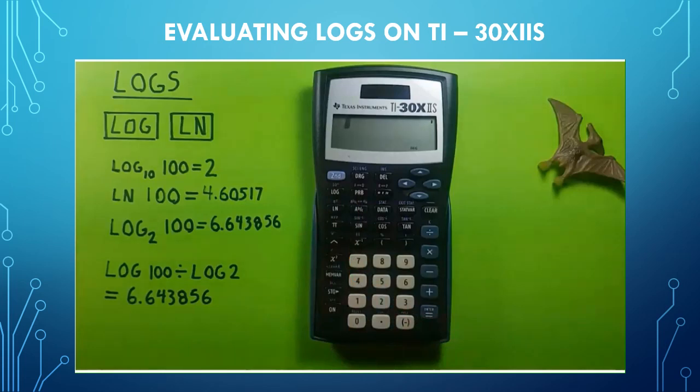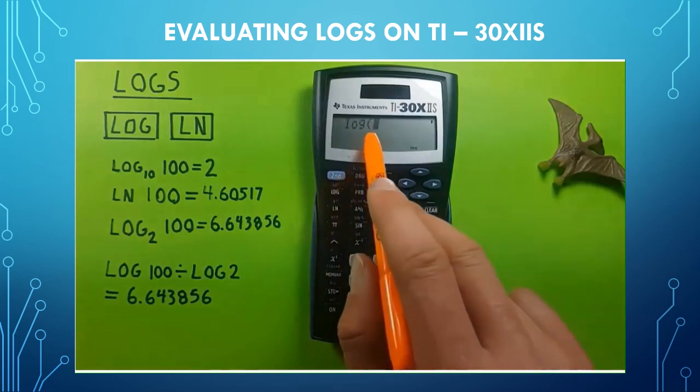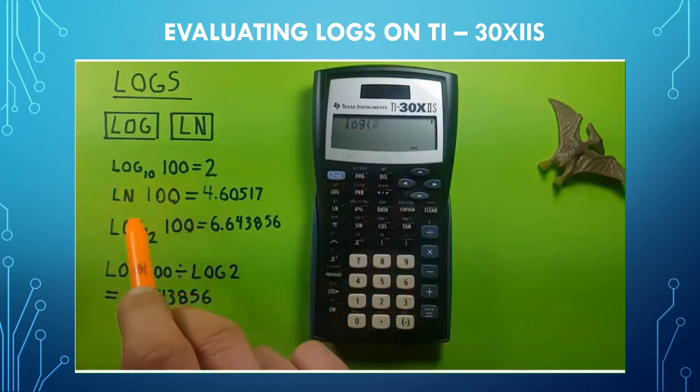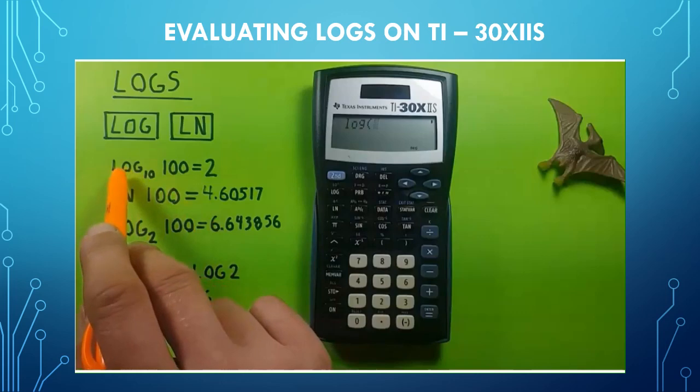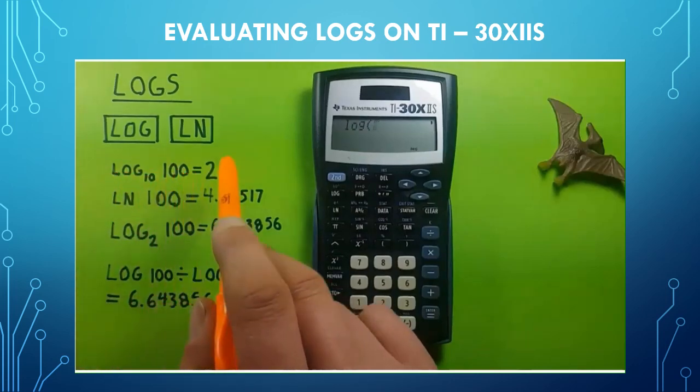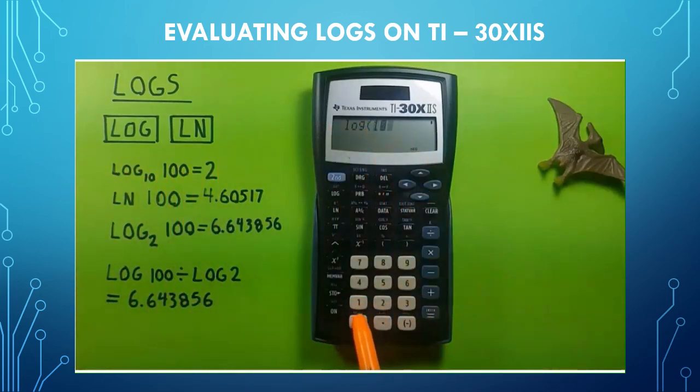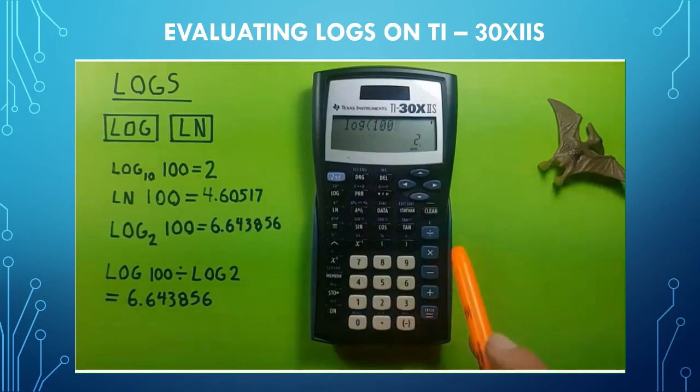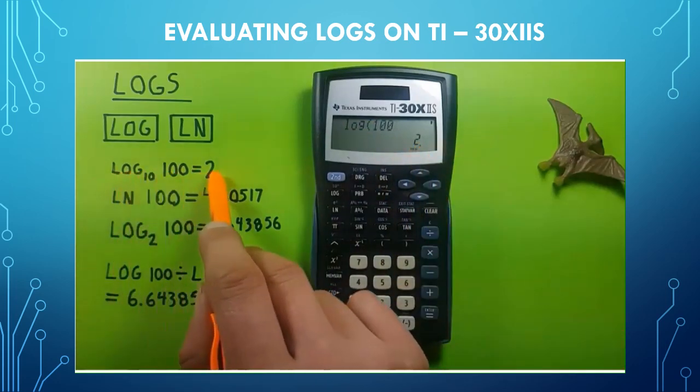Now in this calculator, the default log base is log base 10. So if we wanted to find the log base 10 of a number, we would simply press the log key and then enter the number we want to find the log of. So if we wanted to find log base 10 of 100, we would go log 100 equals 2. Easy enough.